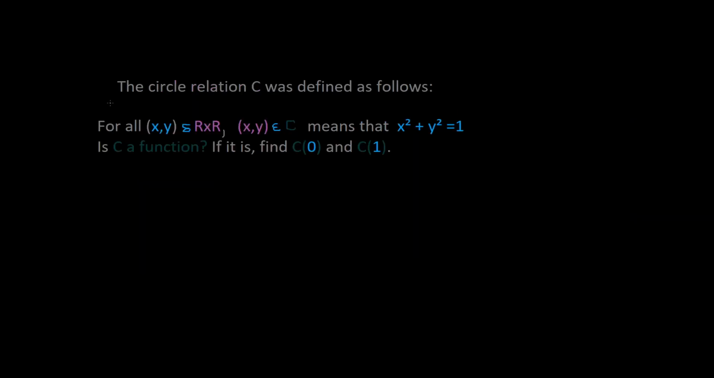So now we're going to have this example here. It says the circle relation C is defined as follows. For all ordered pairs (x, y) in R cross R, the ordered pair (x, y) is in C means that x squared plus y squared equals 1. Is C a function? If it is, find C of 0 and C of 1. So the big question I've been asking the whole entire video, in all these problems and examples we've been doing, is: is it a function? So let's see here.